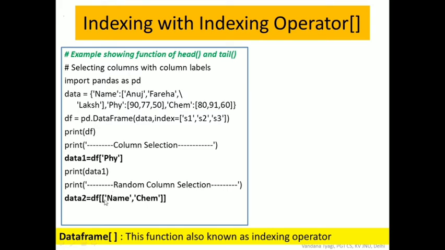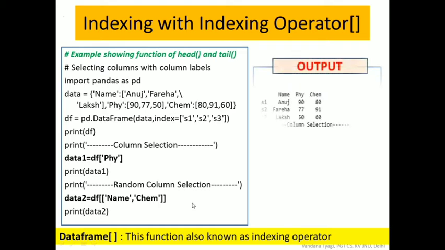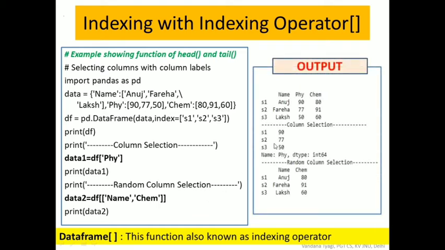So if you see inside this operator, we are putting a list of labels. In the list of labels, I want to display name and chemistry, and that is to be stored in the data2 object. Now see the output here. The first is physics, which we selected here, so only physics data is stored. When we display data1, it shows me that, and once we display data2, it shows me both name and chemistry. So it is by using the simple indexing operator that we extract and display the data.